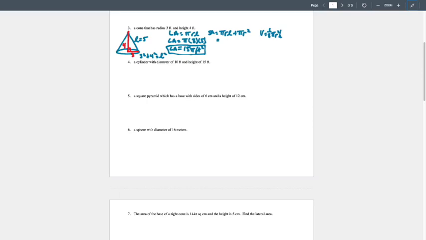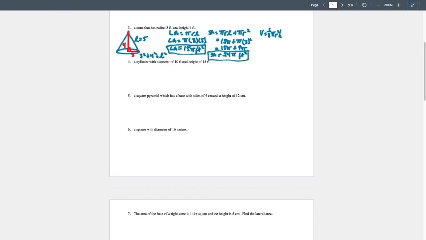Our total surface area takes that lateral area, so 15 pi, plus pi times the radius squared. So that's going to be 15 pi plus 9 pi, which adds up to be 24 pi. So that's going to be 24 pi feet squared again.